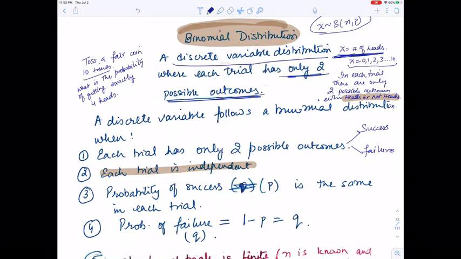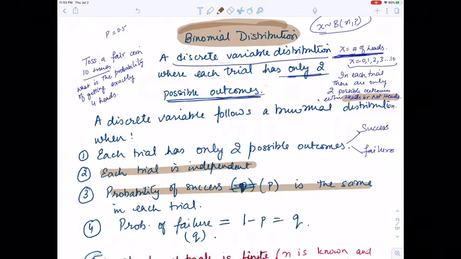Then we are looking for whether the probability of success is the same in each trial. We are told it is a fair coin. So the probability that you get a head in your first toss is 0.5, right? The probability that you get a head in the second toss is also 0.5, and the same for all the 10 tosses. So in each toss, the probability of success is the same, which is 0.5. It doesn't have to be 0.5, it could be 0.2 or whatever, but it is the same in each trial. That is what is important.